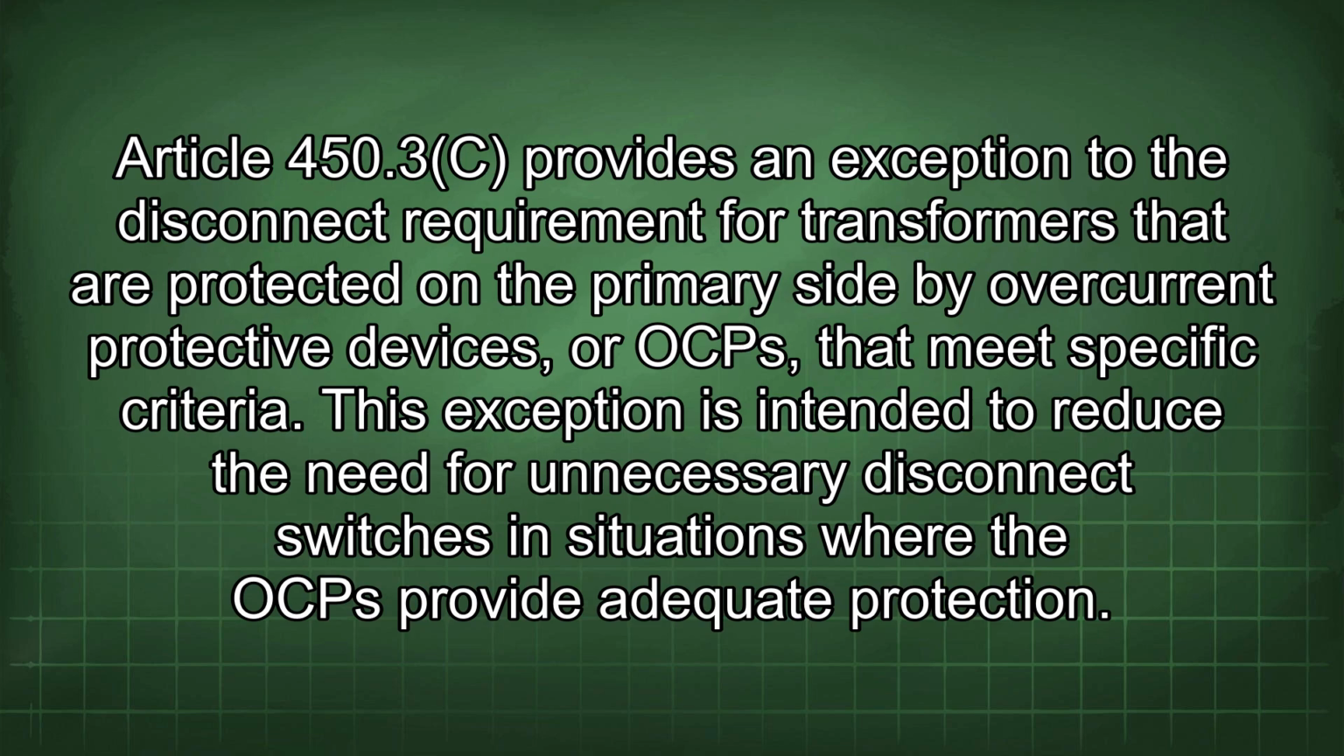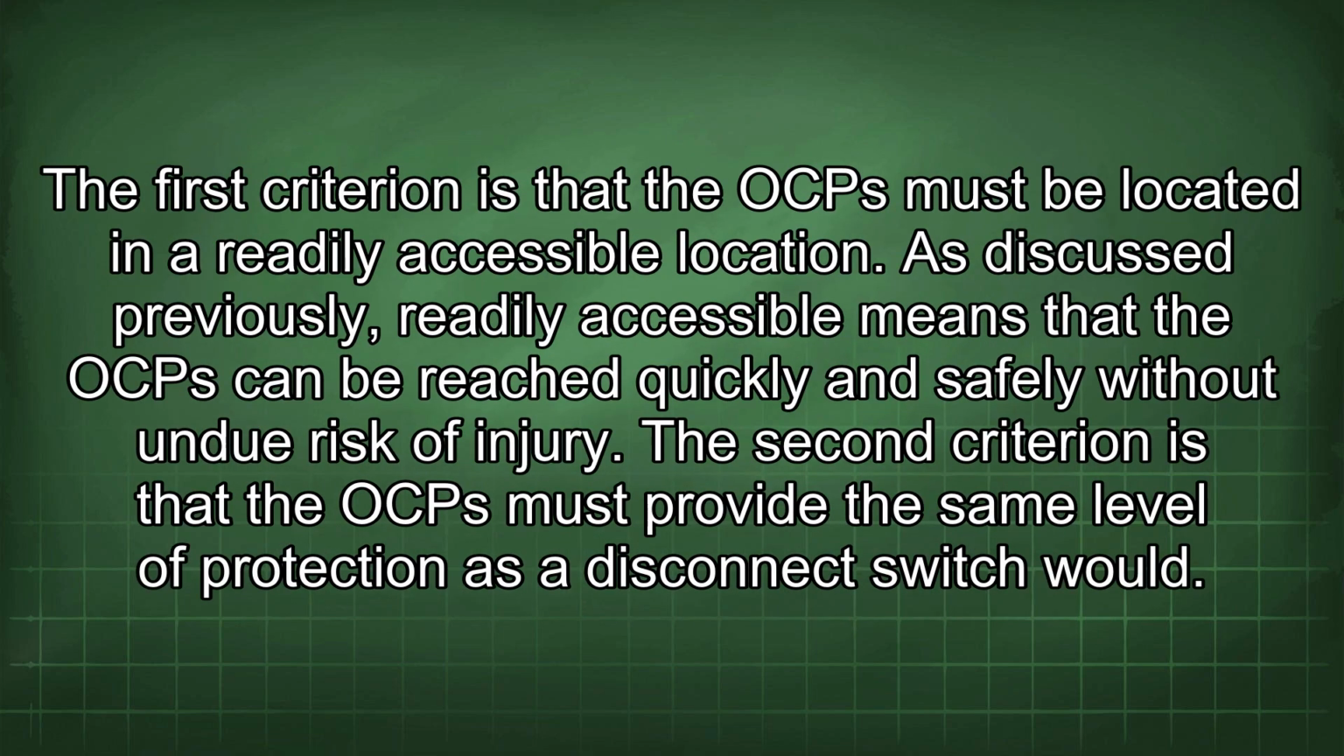Article 450.3c provides an exception to the disconnect requirement for transformers that are protected on the primary side by overcurrent protective devices, or OCPs, that meet specific criteria. This exception is intended to reduce the need for unnecessary disconnect switches in situations where the OCP provides adequate protection. The first criterion is that the OCP must be located in a readily accessible location. As discussed previously, readily accessible means that the OCP can be reached quickly and safely without undue risk of injury.